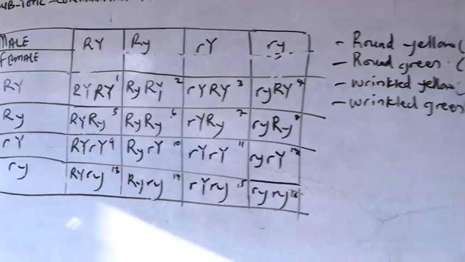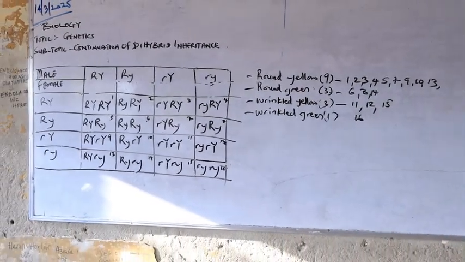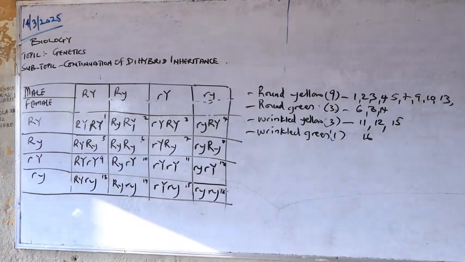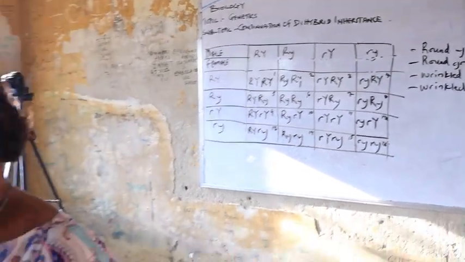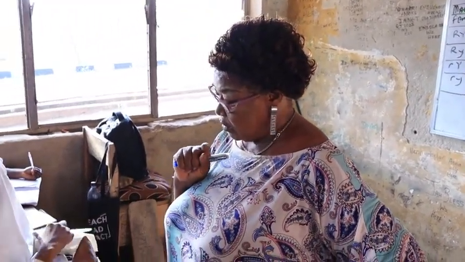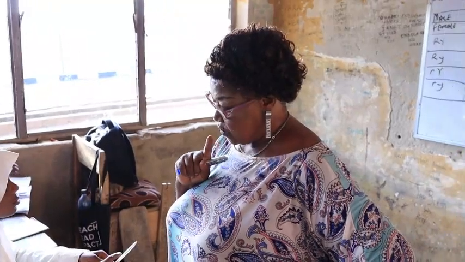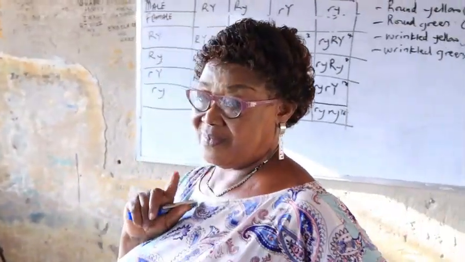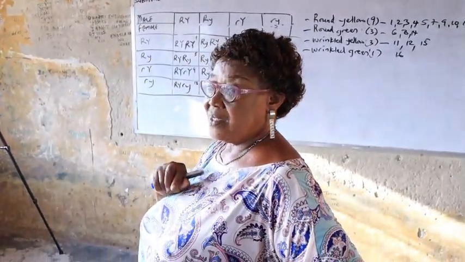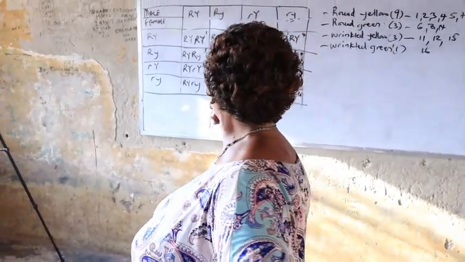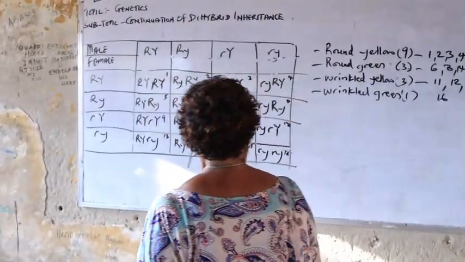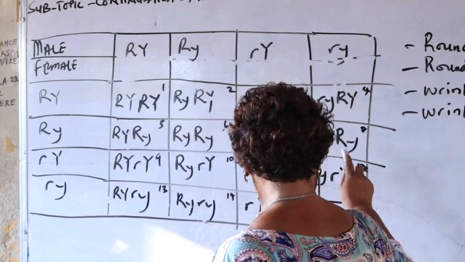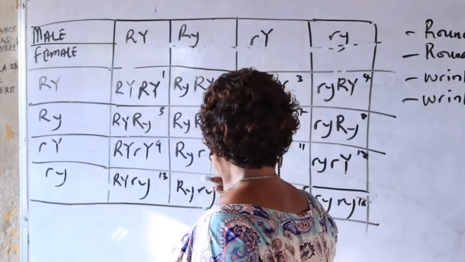So the next one is, we have 2 homozygotes, wrinkled, and 2 are heterozygotes, yellow. What are they? 12 and 15. So why did you put this 12 and 15? This is 12. And this is 15. Why don't you say it's 12 and 13?